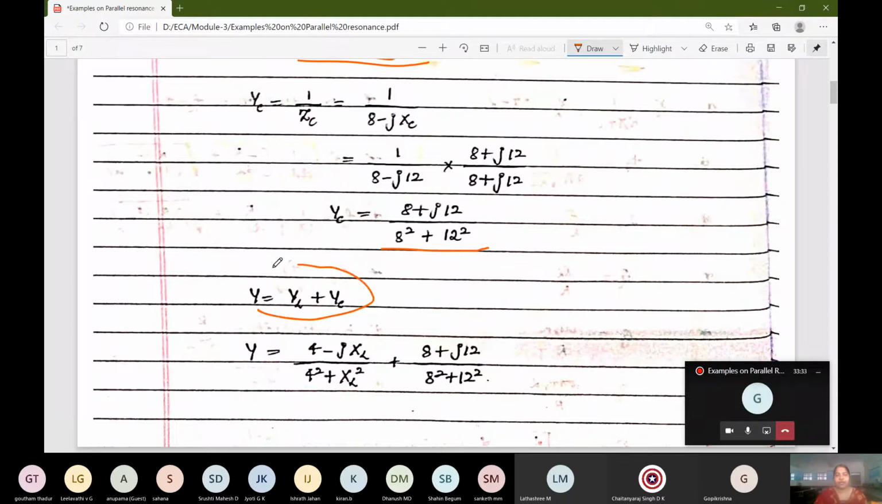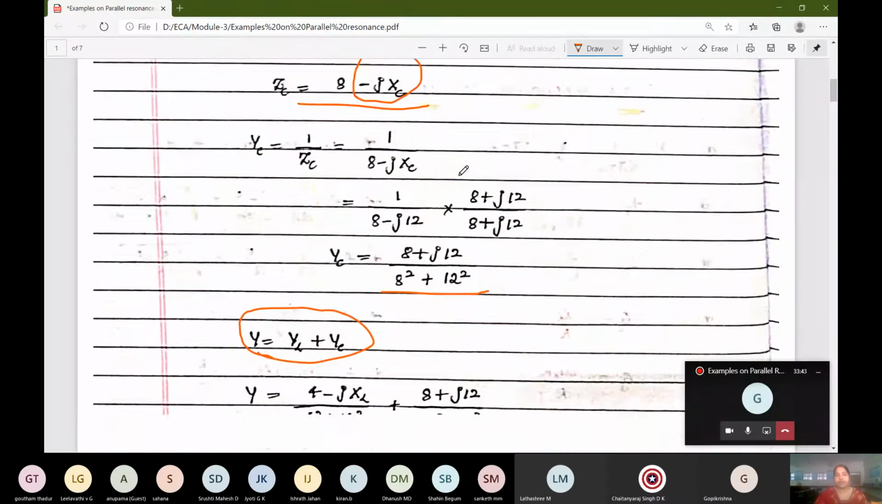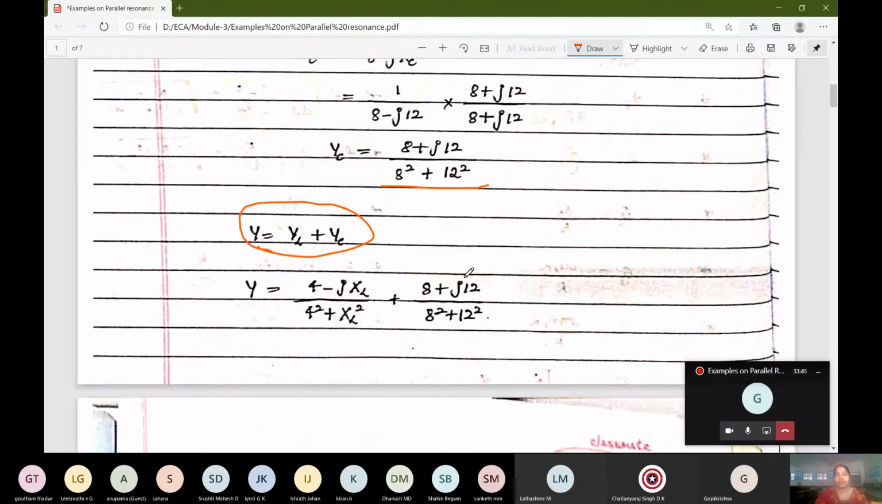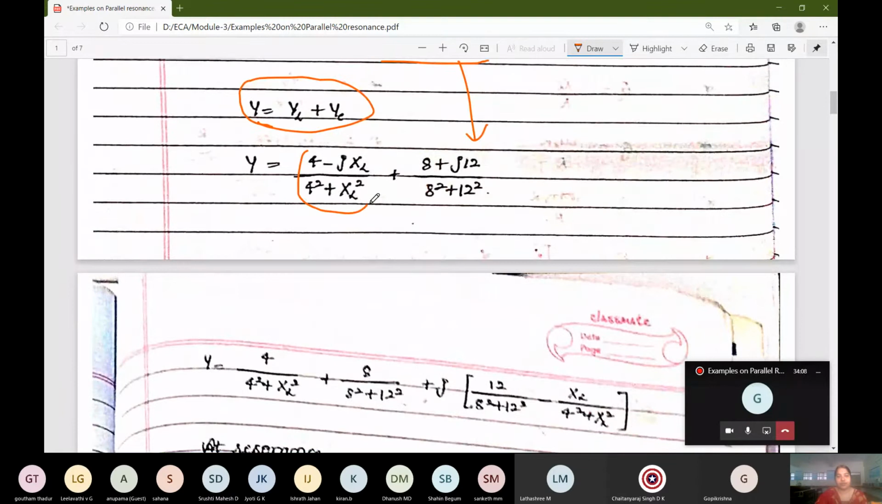Next, what you have to write? You have to combine both the admittances, that is YL plus YC. So Y is equal to, just substitute for YL. How much we got YL? 4 minus jXL divided by 4 square plus XL square, that is substituted here, and YC is substituted here. So after substituting, what is the step we did? We have to separate the real terms and imaginary terms. Real terms means the terms which don't have any j term. And other than that, the terms having j are called imaginary. So just separate them as I have shown it.